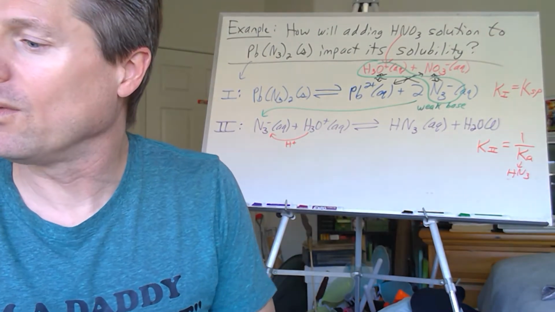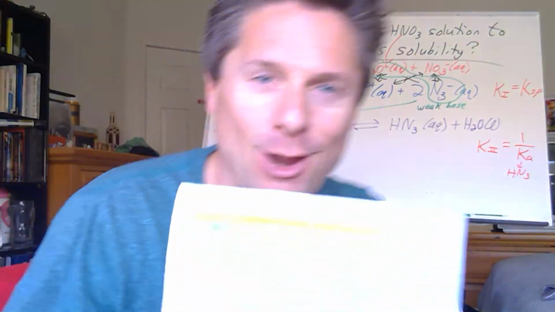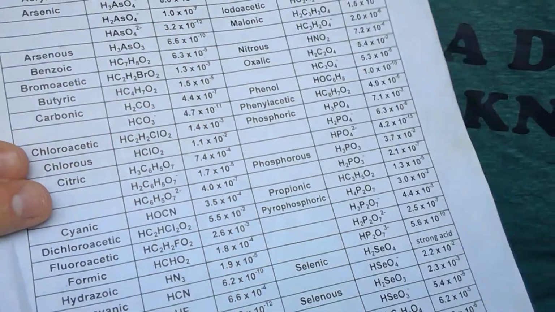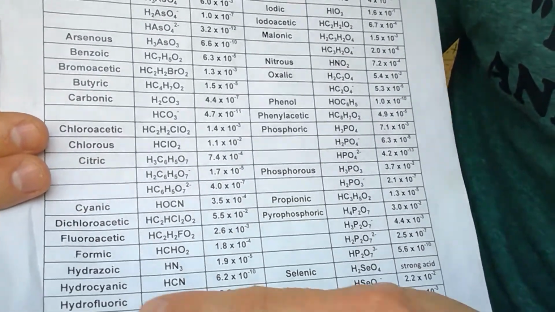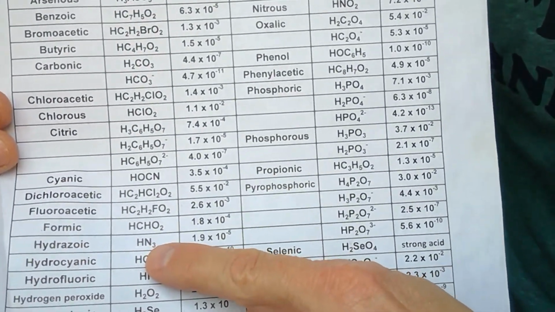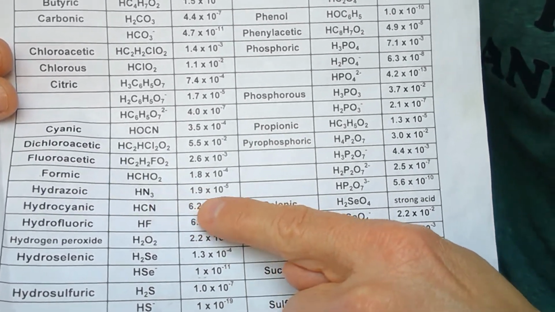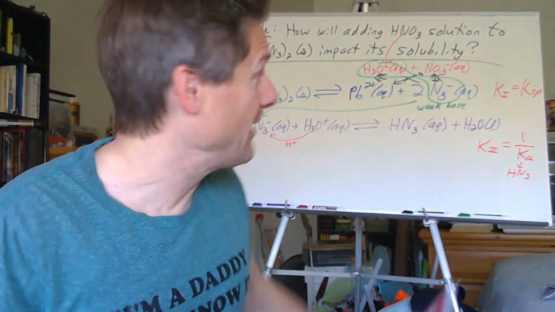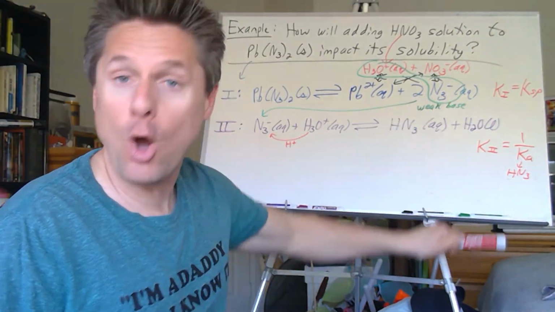HN3. Let's see if we can find an HN3 on our Ka table. Here's our Ka table. Let's see. Do you see it? Hydrazoic acid right there, with a Ka of 1.9 times 10 to minus 5. There it is. So this is going to be the inverse of that. Since it's backwards, it's going to be 1 over that.